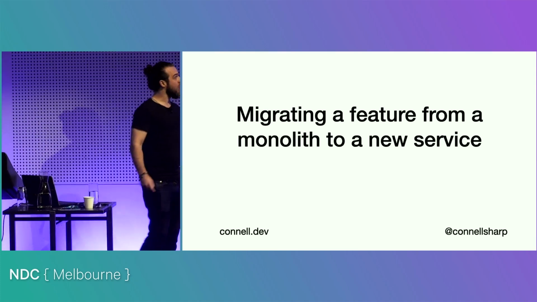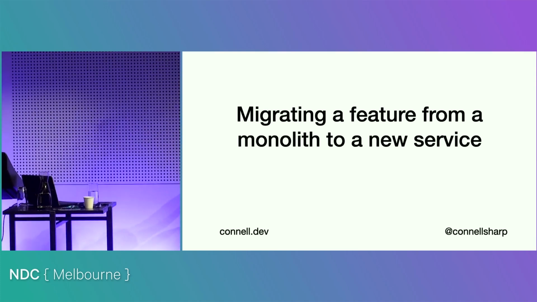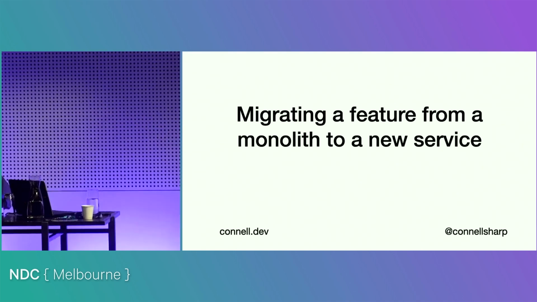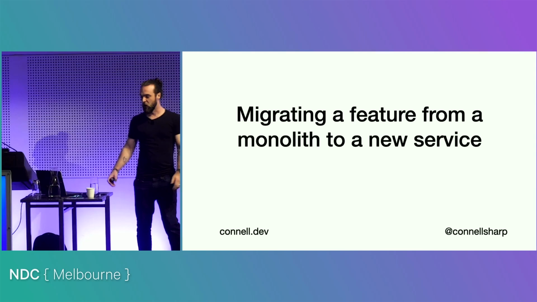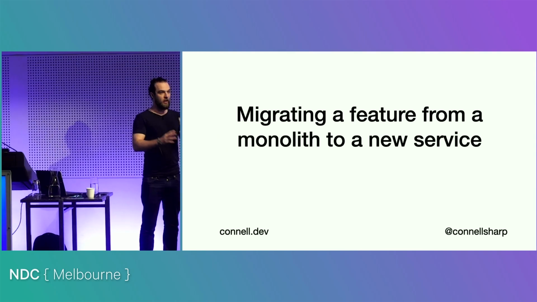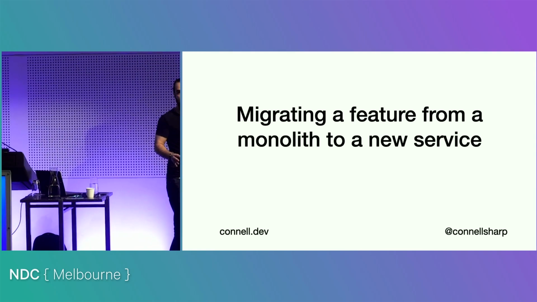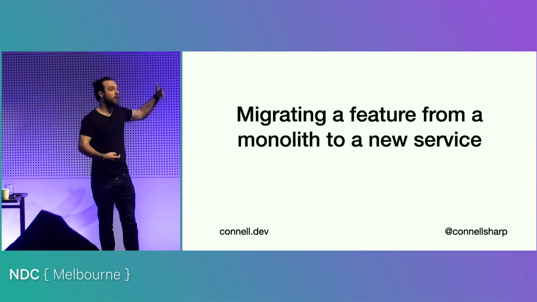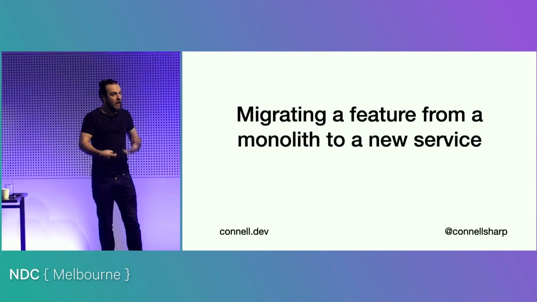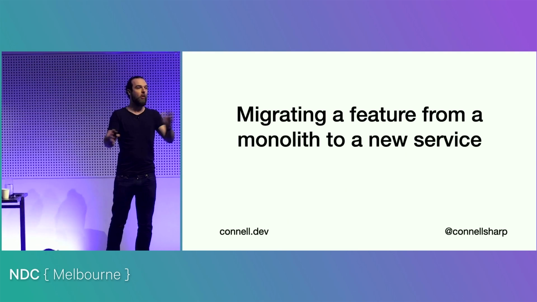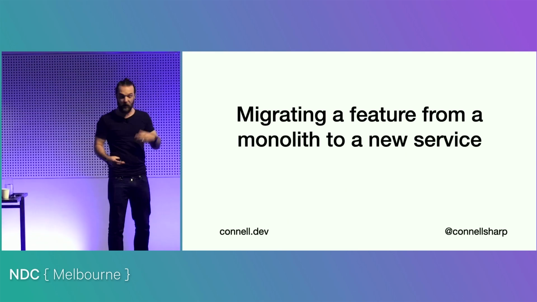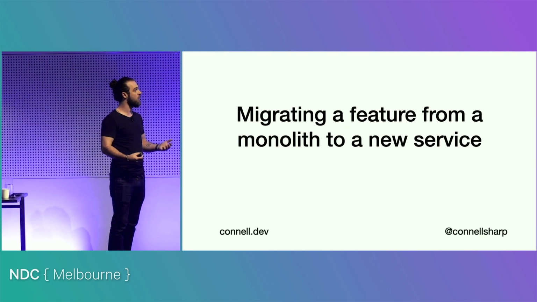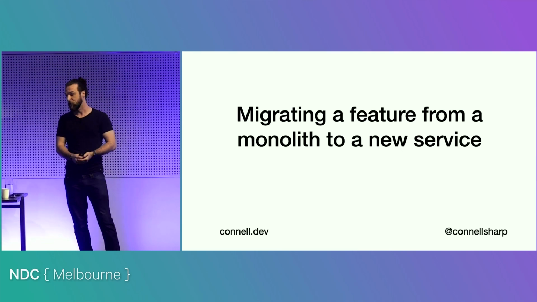My name's Connell, here to talk to you about migrating a feature from the monolith, the big bad monolith, to a shiny new microservice or service of whatever size. Get the caveats out of the way, the little disclaimers. So this is our story, how our team have done this for our specific case. I don't intend this to be a comprehensive guide for all possible features that you could move across, but hopefully there's some stuff in there that we can learn from our experience that I can share.